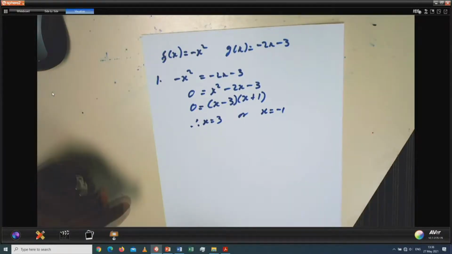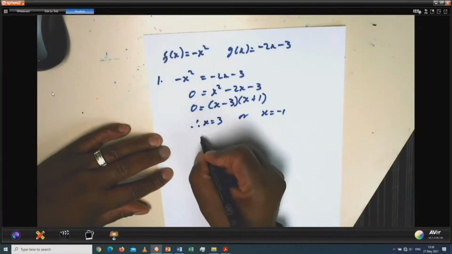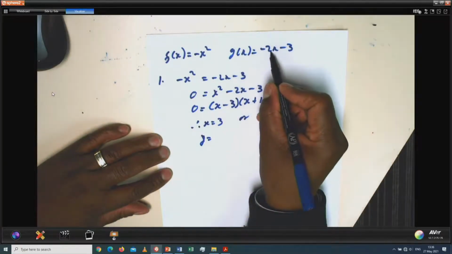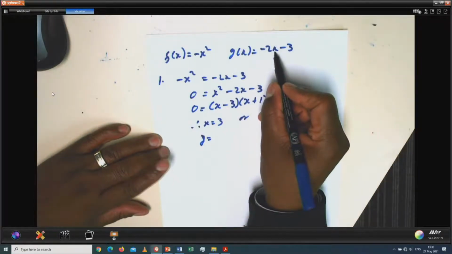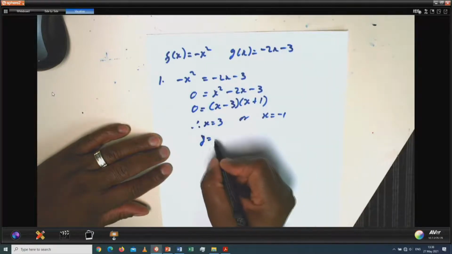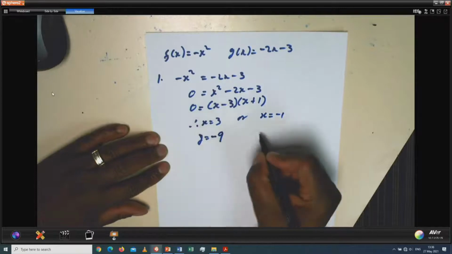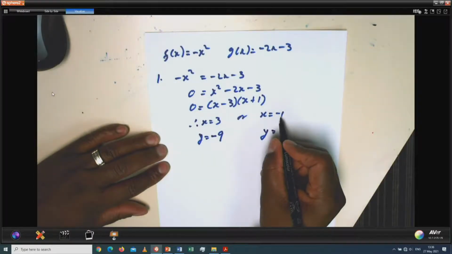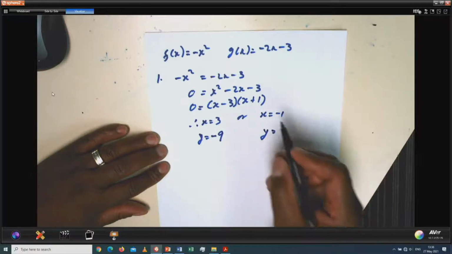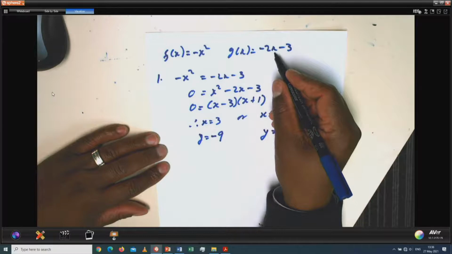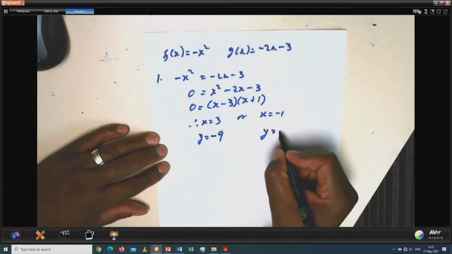Now we must work out the corresponding y value. If x is 3 here, what will be the value of y? You take 3, you substitute here. Minus 2 multiplied by 3 gives you negative 6. Minus 3 will give you negative 9. Let's check here. If x is equal to negative 1, what will be the corresponding value of y? You substitute x by negative 1 here. Minus 2 multiplied by negative 1, positive 2. Minus 3 is going to be negative 1.